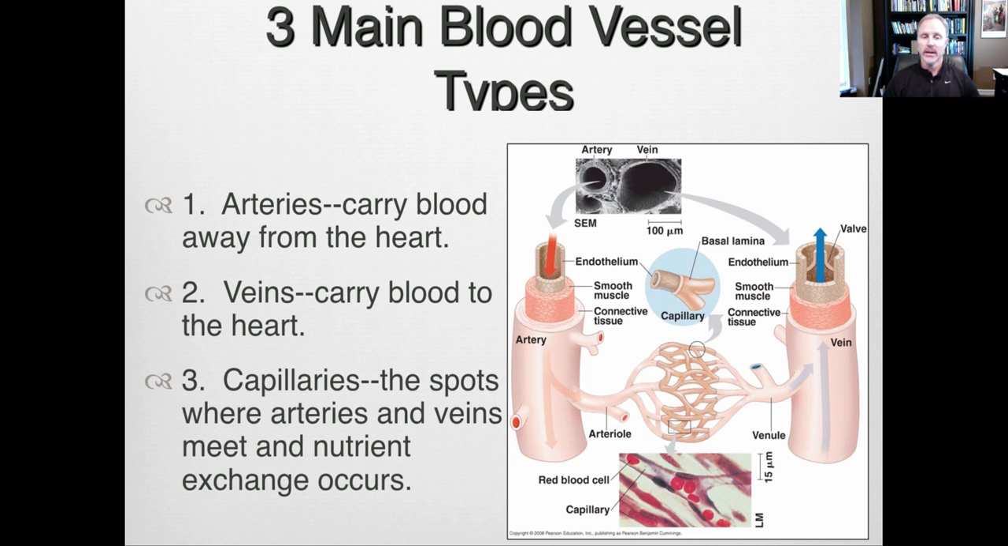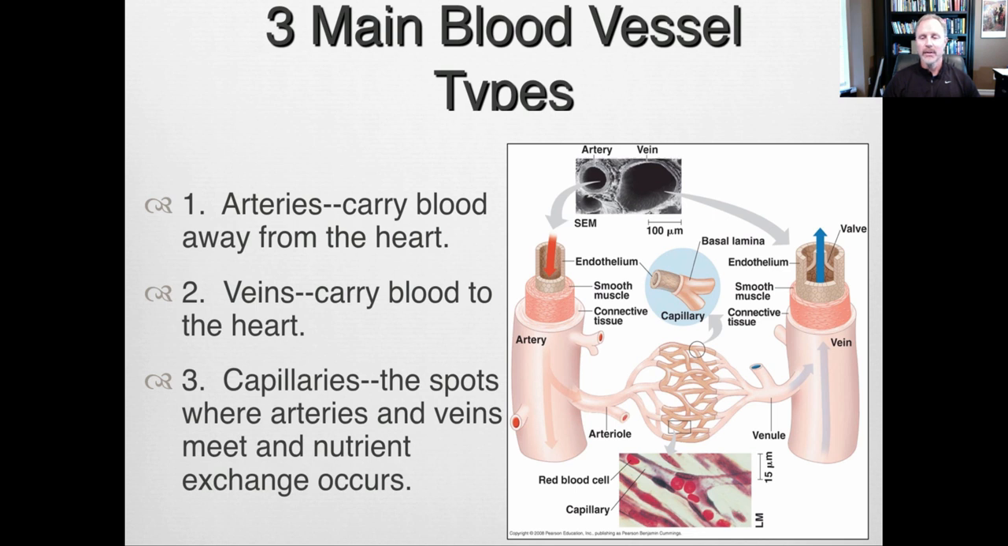Veins, on the other hand, are carrying blood back to the heart. And more often than not, it's deoxygenated blood. The only exception is the pulmonary veins, which are carrying blood from the lungs that has been oxygenated back to the heart. But again, just carrying the blood to the heart is how we're going to classify the veins.